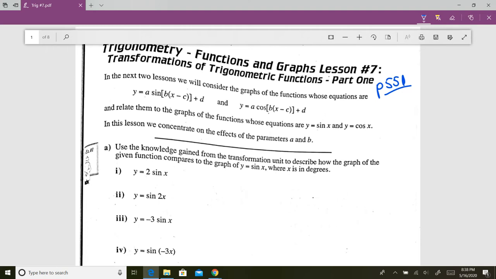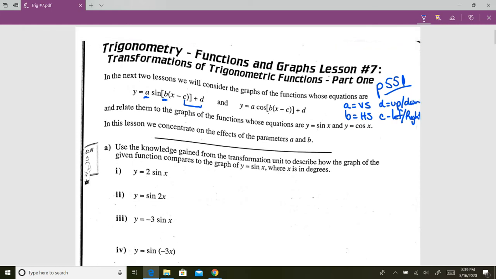We have A values and B values. If you remember, an A value is a vertical stretch. A B value is a horizontal stretch. And then we called these H and K, I believe. We're going to call them C and D. So C, because it's inside of the X, is going to move it left or right. It's a horizontal translation, but I'm just going to say left, right. And the D value is up, down. So it moves it up or down 3 units or 4 units.